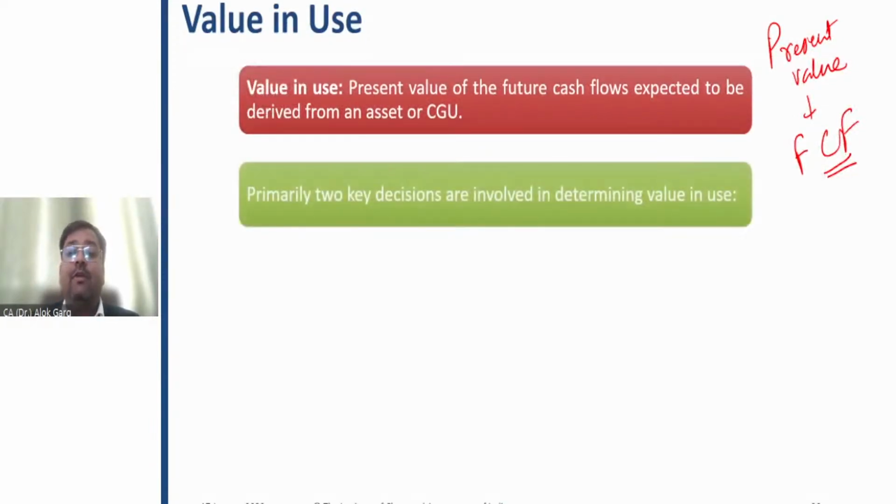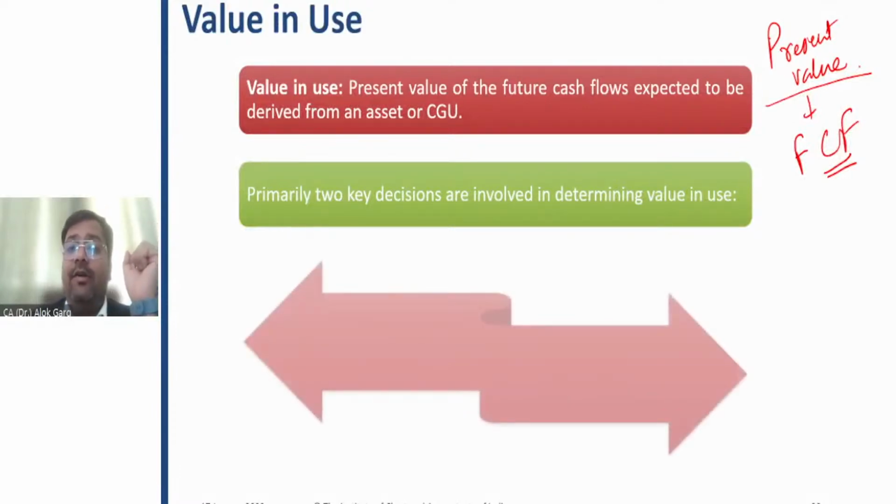So primarily two key decisions are involved in determining value in use. So friends, in this case, what is meant by present value? Present value means you have to discount it to today's date. For calculating a present value, what is required? You are required to have a discount rate, and you have to estimate your future cash flows, right? Is it clear?